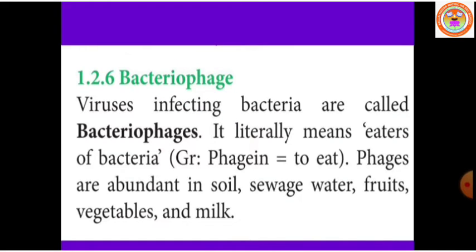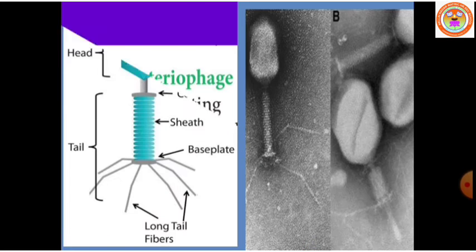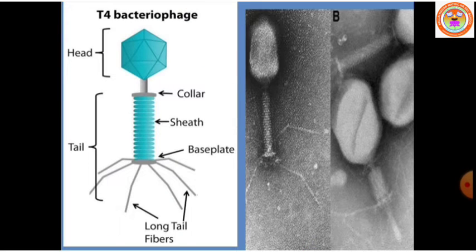What is the shape? Generally bacteriophages are tadpole shaped. T4, T6, T8 are there. These are called T-even phages. T4 bacteriophage is tadpole shaped. What are the parts we can see? Earlier we discussed that viruses contain a capsid, the protein coat, and nucleic acid. Here you see head, collar, neck, and tail.